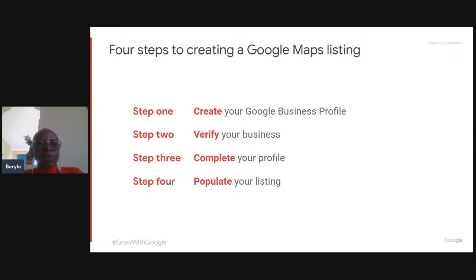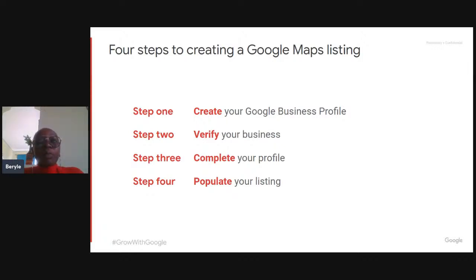The first thing, you need to create your Google business profile. That is what I talked about in the previous session. Jane posted the link in the chat section on how to get started with setting up a GMB profile.